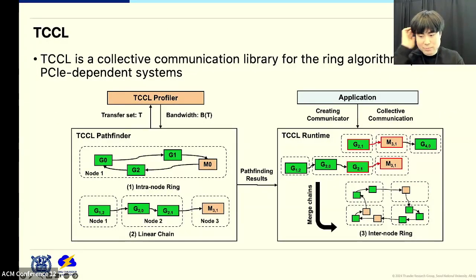To this end, we present TCCL, a collective communication library for the ring algorithm specialized for PCI-dependent systems. TCCL consists of 3 main components: profiler, pathfinder, and runtime. The profiler and pathfinder are used to find the best path, and the runtime executes the actual collective communication using the result found by the pathfinder. We will look at each component in detail now.